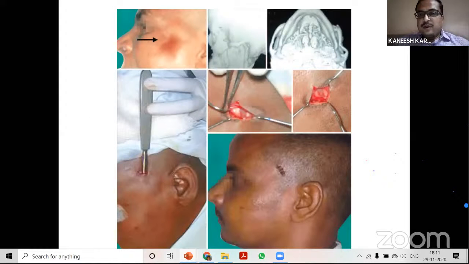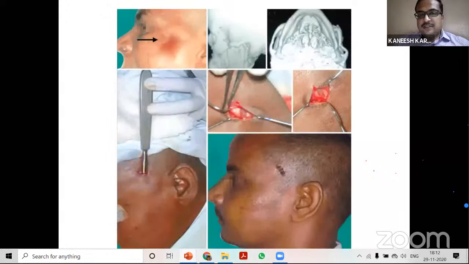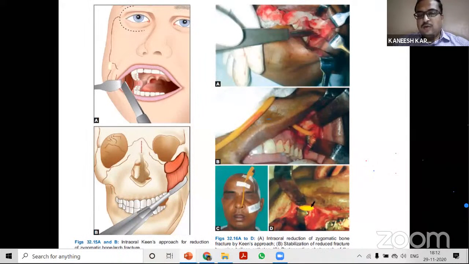This is the Gillies temporal approach to reduce the zygomatic arch fracture. You insert an elevator and elevate the zygomatic arch. This is an intraoral approach. It is called Keen's approach, an easier intraoral approach to reduce zygomatic arch fractures. There are two approaches: this is an extraoral approach called the Gillies temporal approach, and this is Keen's approach, which is intraoral.